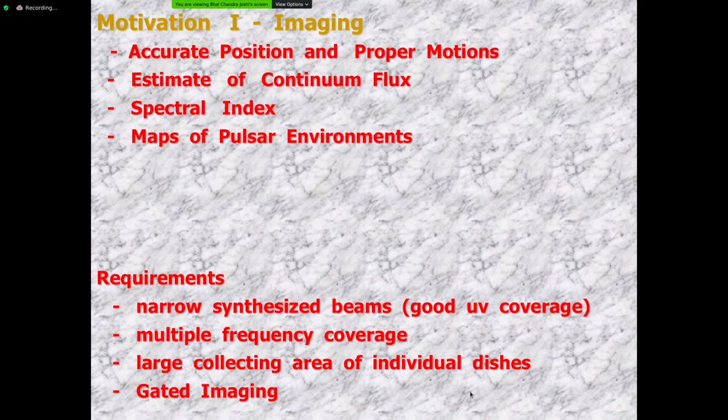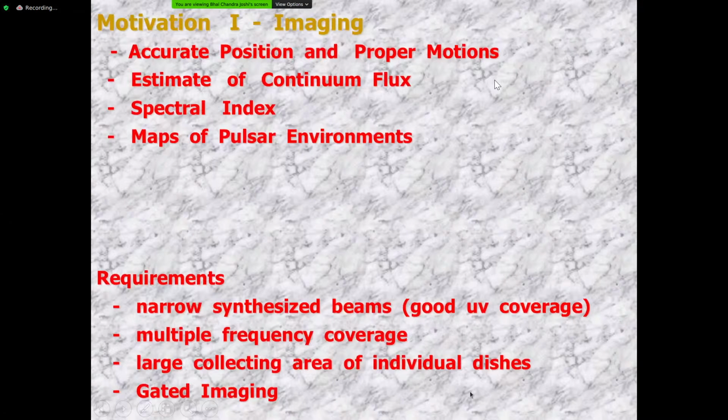The simplest form of data is just to make an image of the pulsar. Why would you make an image of the pulsar? You may want to get its position. Pulsars are high velocity objects, moving at very high velocities. Some of them move at 1,000 kilometers per second, which is a very large velocity. So they will actually move in the sky, and that is called proper motion. If you make two images separated by a few years, you can actually see the pulsar in motion.